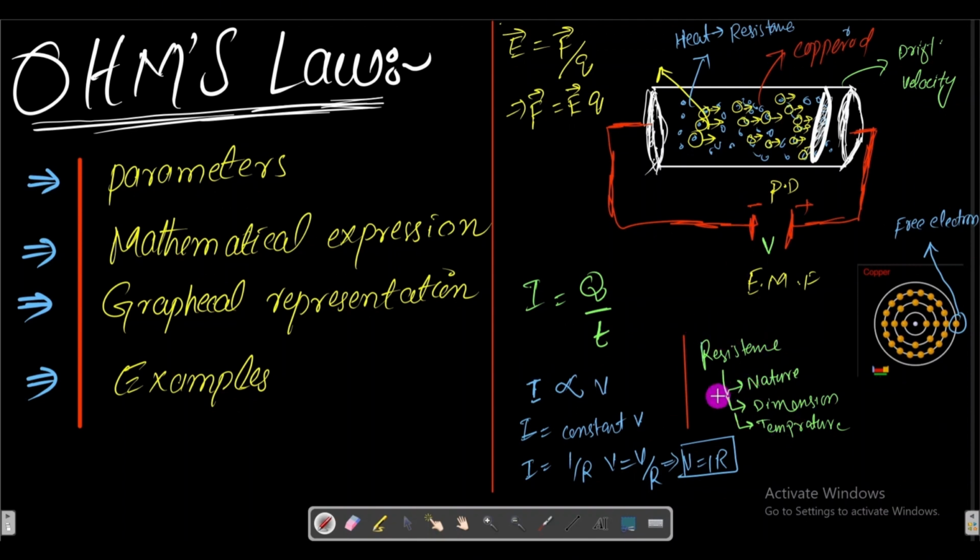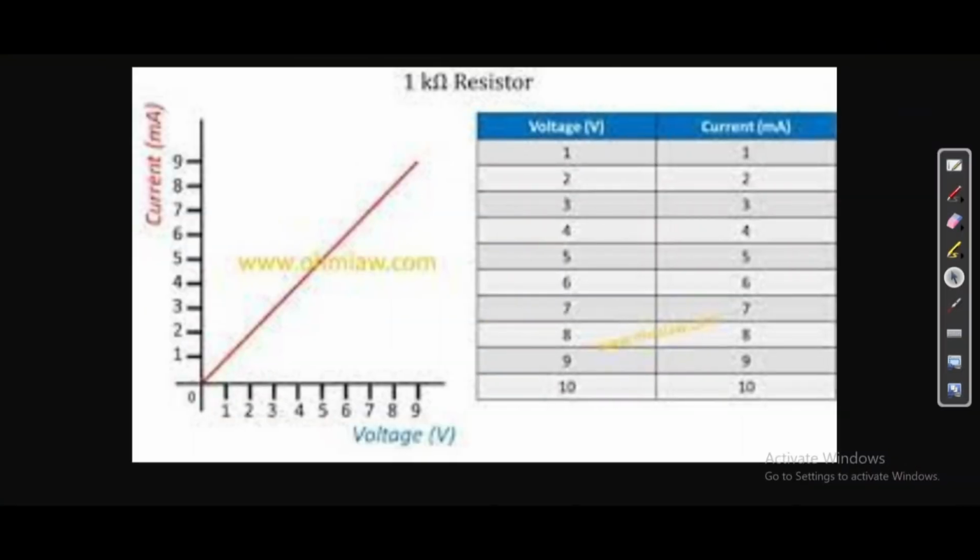So this all was about Ohm's law, and now I'm going to discuss the graphical representation of Ohm's law. For that, I take this example from Google. It may not seem clear. So here it is 1, this is 2, 3, 4, 5, 6, 7, 8, 9, and 10.